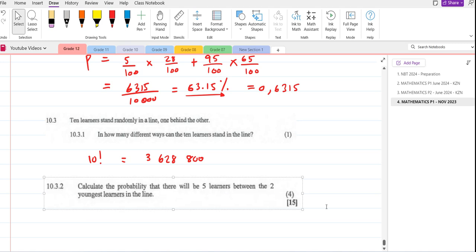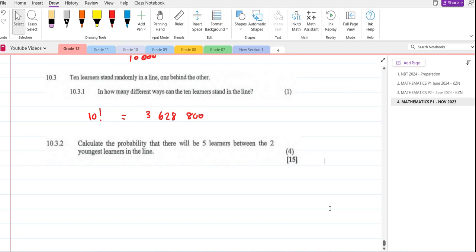Calculate the probability that there will be 5 learners between the 2 youngest learners in the line. So we got 2 young learners, right? Looks like a difficult problem. And we got 5 learners in between.